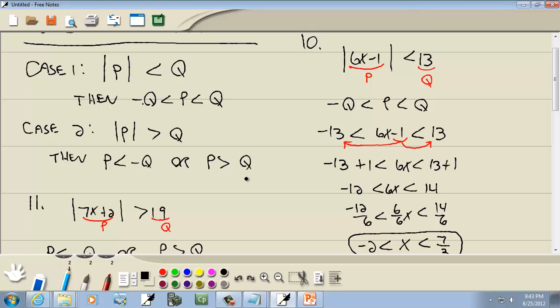Let me shift my seating here. Sometimes I sit too long and I need to move around.